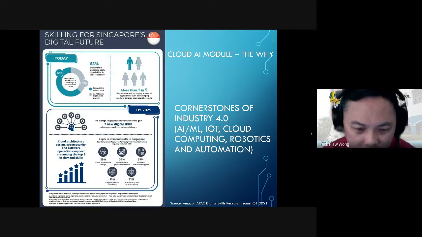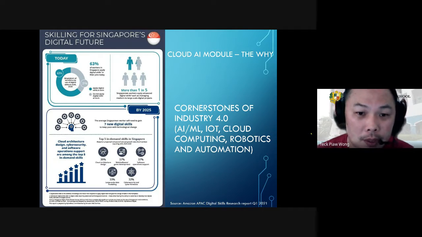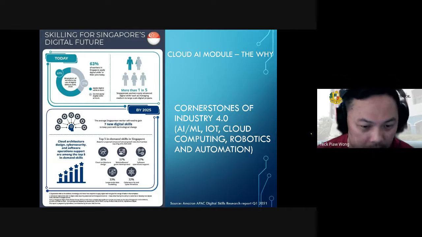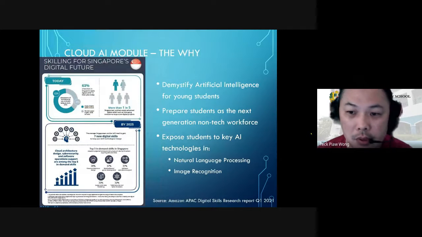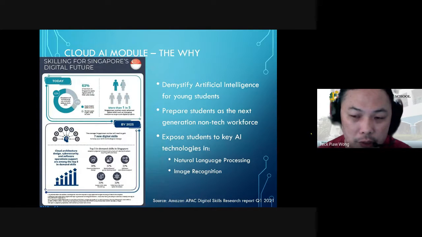So this infographic was actually prepared by AWS Singapore. It shows that more than 1 in 5 Singaporean workers will have to apply advanced digital skills, and some of these skills include cloud architecture, game software development, cybersecurity, and large-scale modeling, for example. Right. So I think one of the intended outcomes of this Cloud AI module would be to demystify AI for our young students and prepare our students as the next generation of our non-tech workforce.